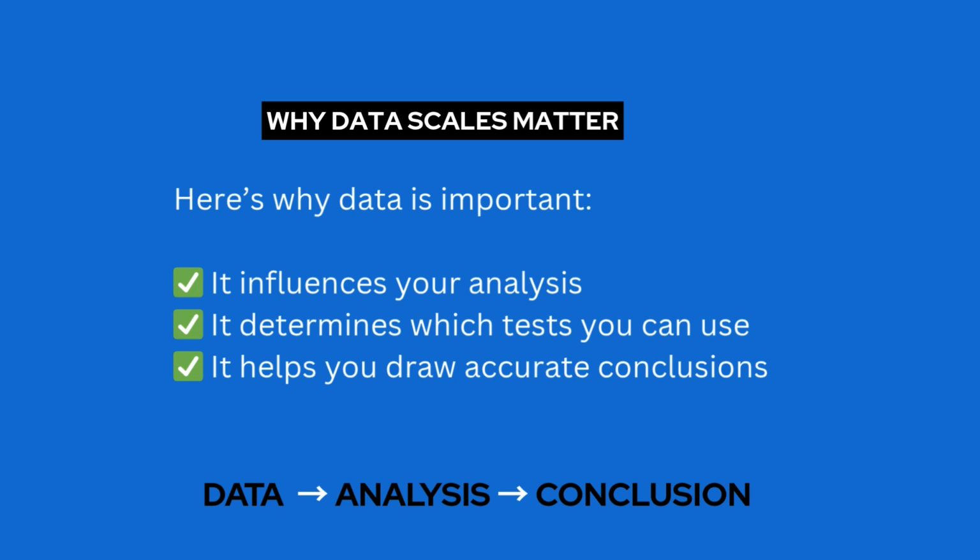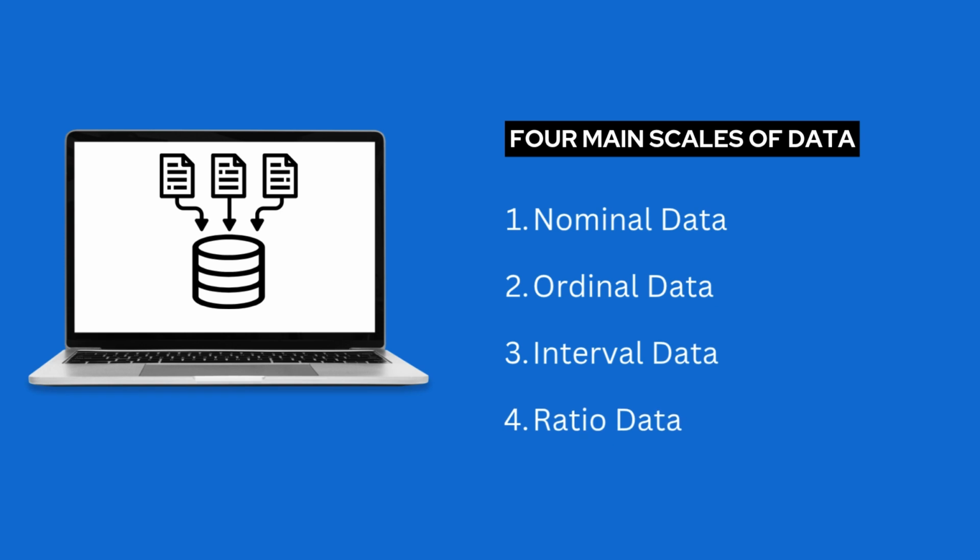In biostatistics, we usually classify data into 4 major types of scales: nominal, ordinal, interval, and ratio. Each one tells us different things and has its own rules. Let's look at each in detail.